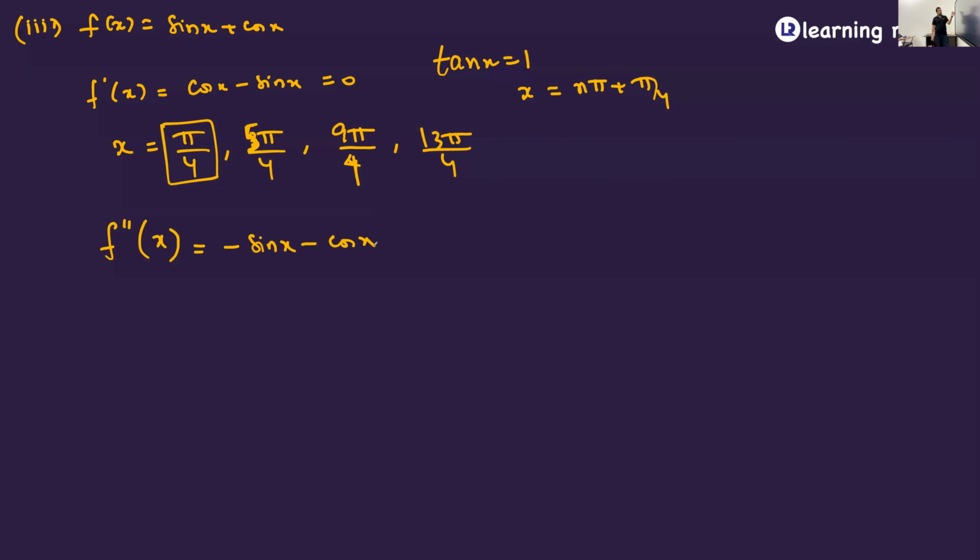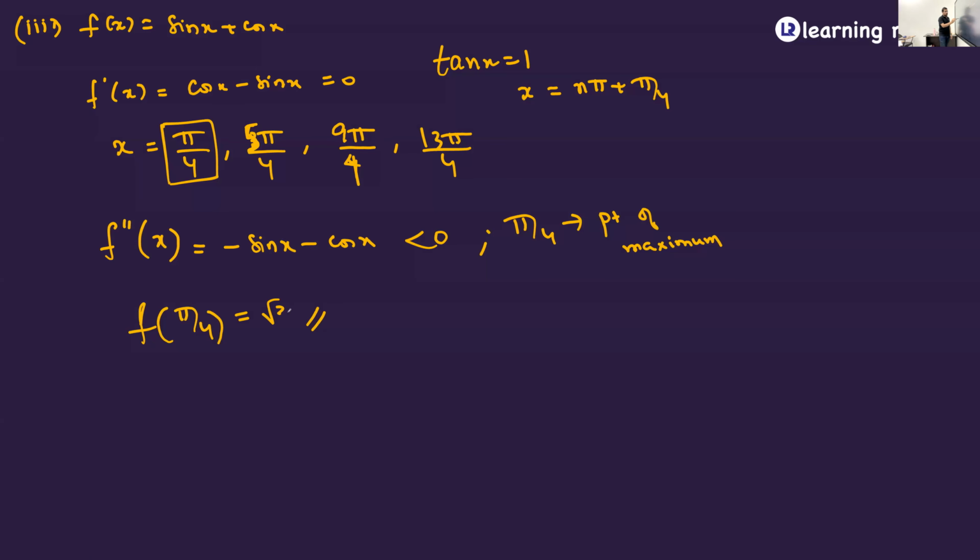So obviously when you substitute pi by 4, this is a negative value. This will be less than 0. So at pi by 4, it will be a point of maximum. That is why you have only a maximum for this problem. So what is f of pi by 4 then? Take this, substitute it here. 1 by root 2 plus 1 by root 2, which is 2 by root 2. So 2 by root 2 is root 2.